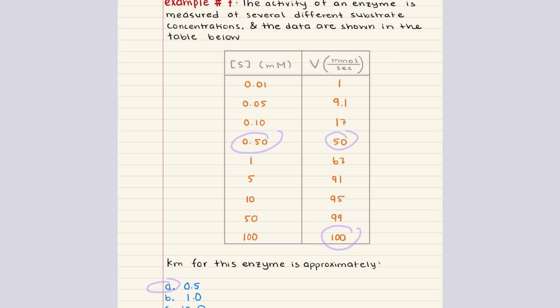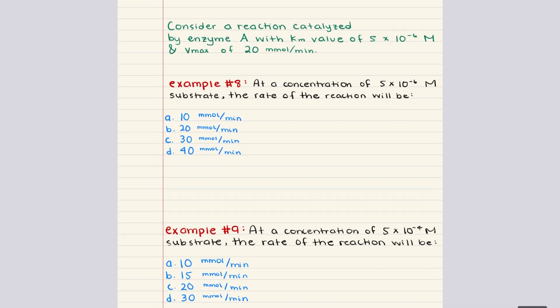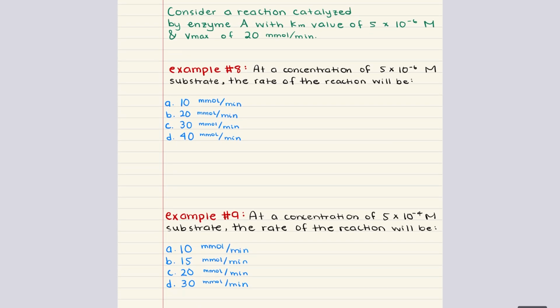With that, let's move on to problems 8 and 9. Consider a reaction catalyzed by enzyme A with a Km value of 5 times 10 to the negative 6 molar and a Vmax of 20 millimolar per minute.